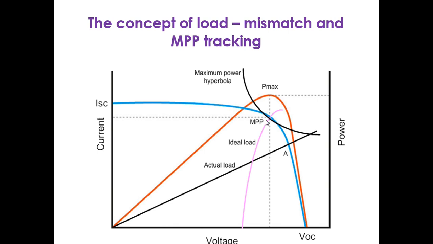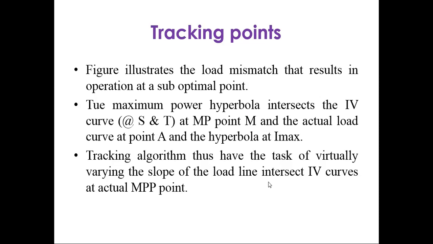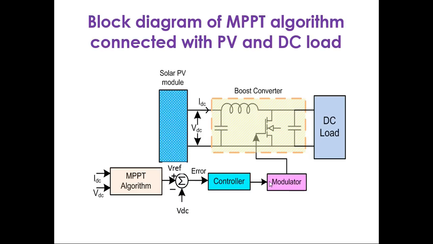And this is your maximum power point. The algorithm needs to track this point, known as maximum power point tracking algorithms. So this is what the points that I tried to explain. So this is the block diagram for the MPPT algorithm in the closed loop manner. So we need to reach over here.